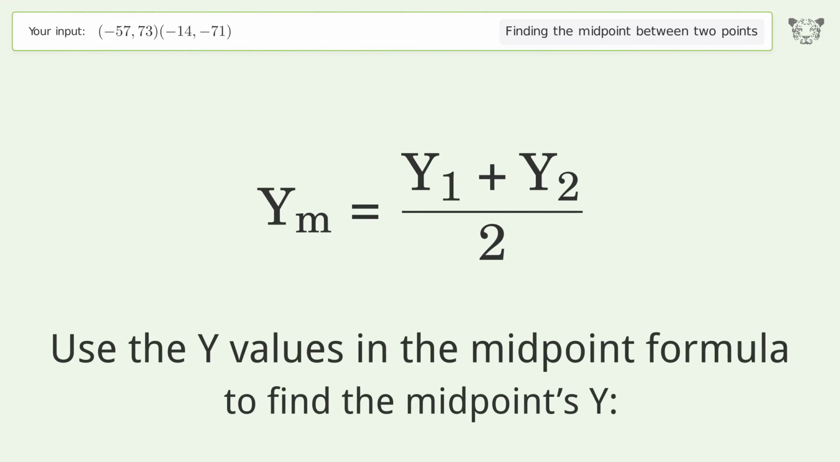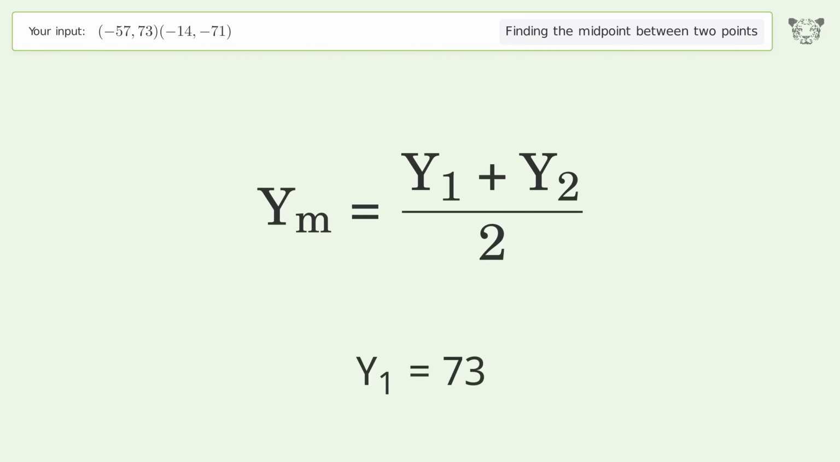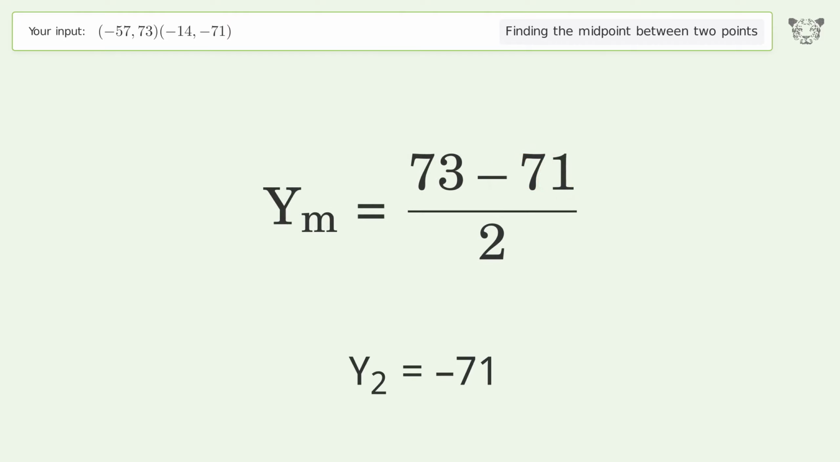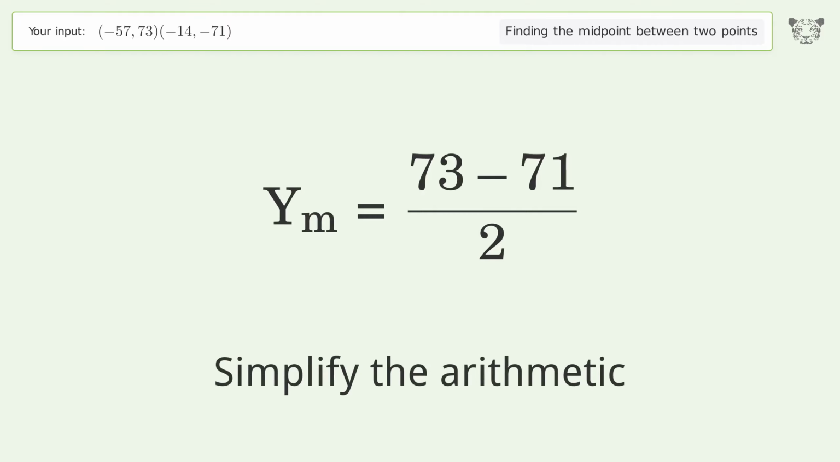Use the y values in the midpoint formula to find the midpoint's y. y1 equals 73. y2 equals negative 71. Simplify the arithmetic.